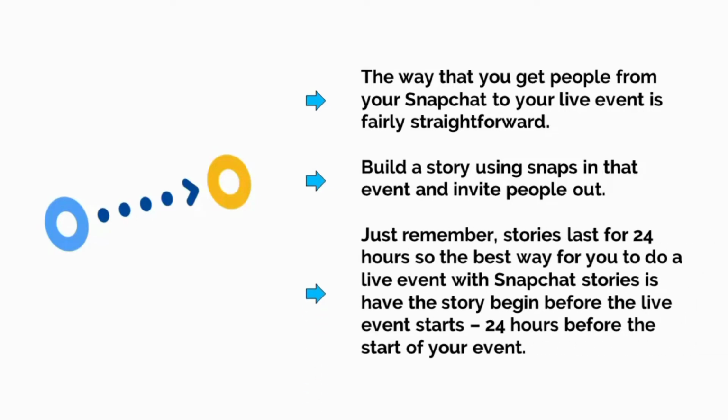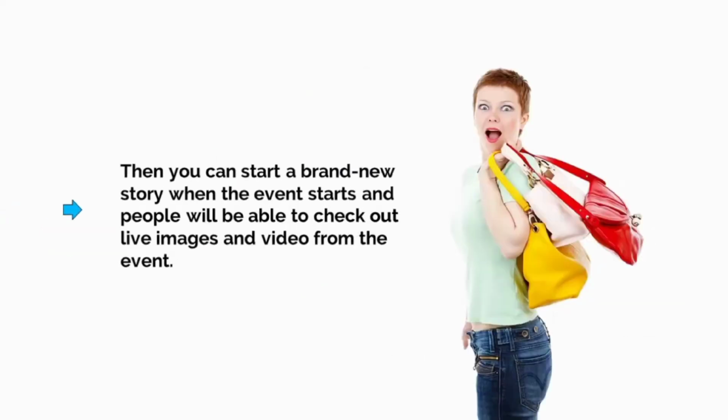Just remember, stories last for 24 hours, so the best way for you to do a live event with Snapchat stories is to have the story begin before the live event starts, 24 hours before the start of your live event perhaps. Then you can start to build a brand new story when the event starts, and people will be able to check out live images and video from the event.